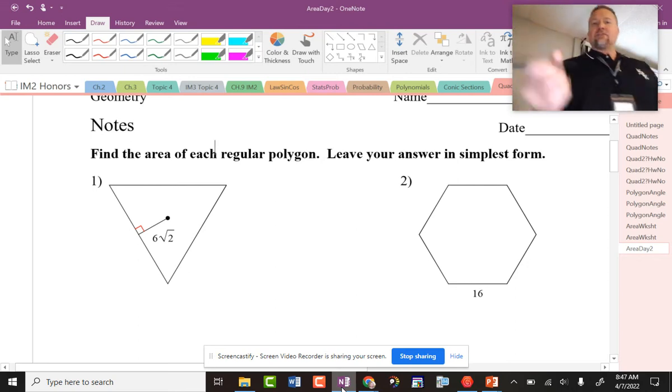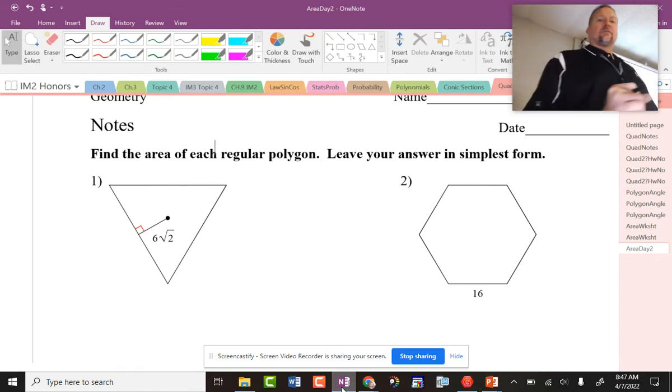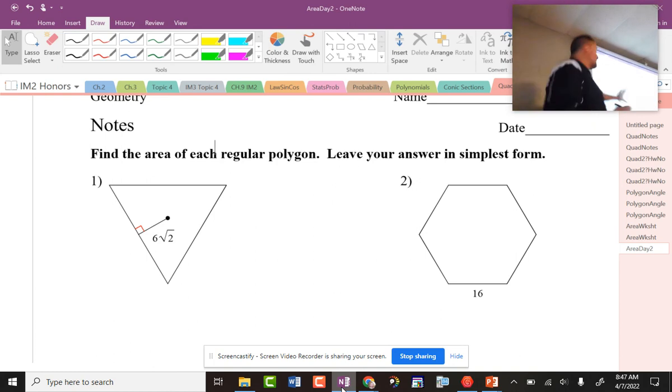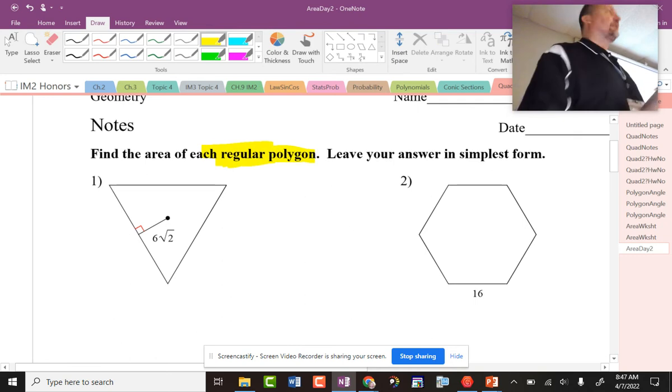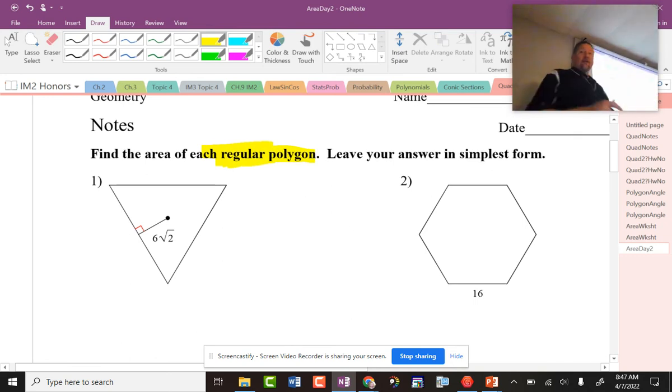Drawings, continuation of yesterday, just more of these special things. Remember, for a triangle, especially if it's a regular one, the first thing that you should really highlight is that this is a regular polygon.